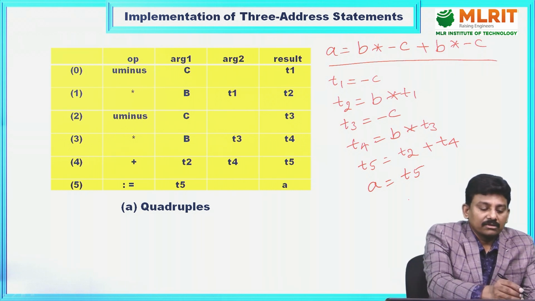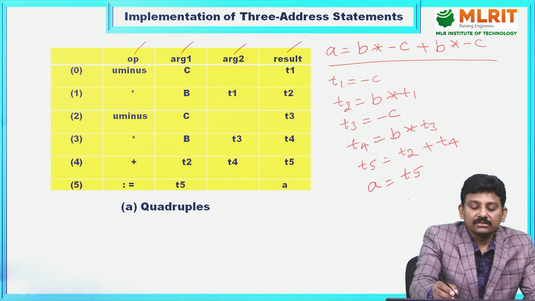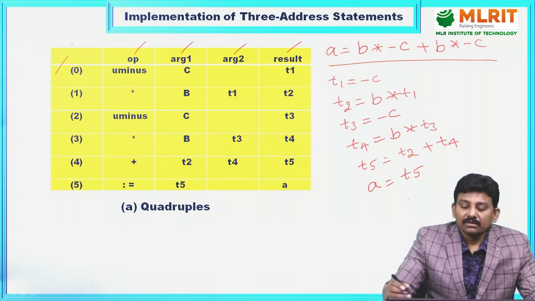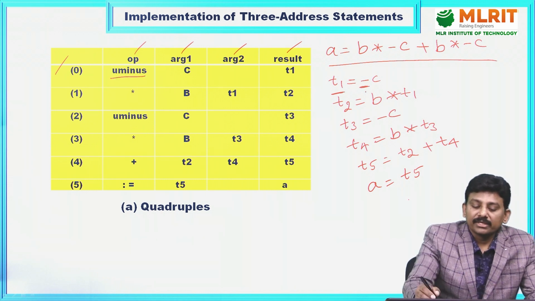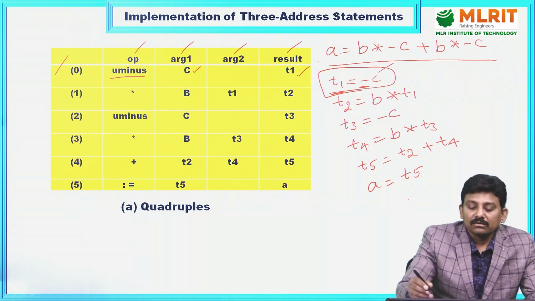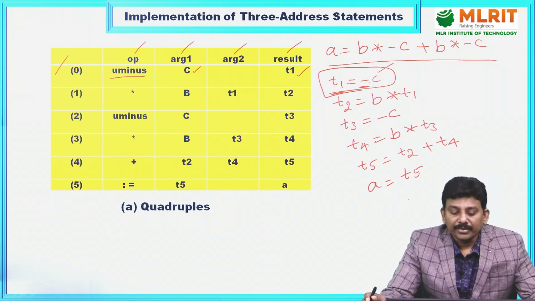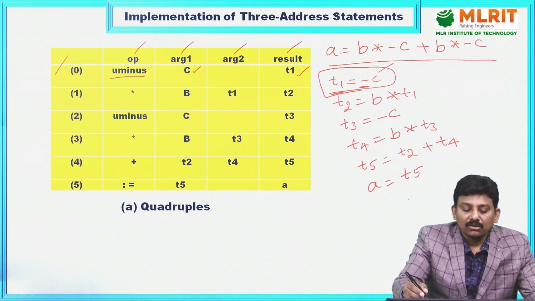Now, the quadruple is a record structure containing operator field, argument 1 field, argument 2 field, result field. These 0, 1, 2, 3 are specifying the locations in the symbol table. In the first three address statement, T1 is the result, operator is unary minus, and argument 1 is C. So, I will put C in argument 1 and T1 in result. Unary minus operator will be applied to a single operand. Here operand is C, operator is unary minus, T1 is the result. Like that we can place all the arguments in this table.